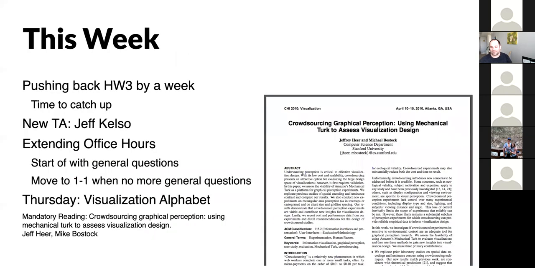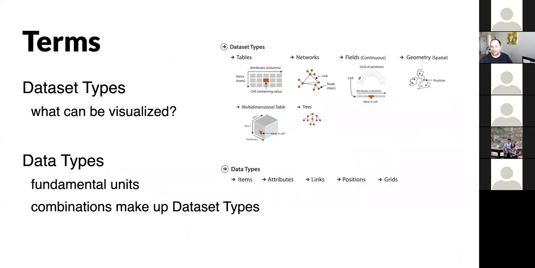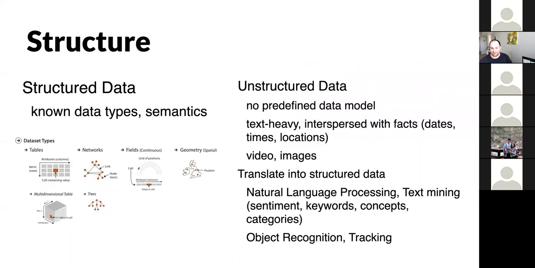So we talked about data, and there are different ways to talk about data. We had data set types, which would be things like tables, networks, fields, or geometry, and then data types, which would be the fundamental units, how these data sets are composed. So we have things like items, attributes, links, positions, and grids. And we'll talk more about what these different things mean today.